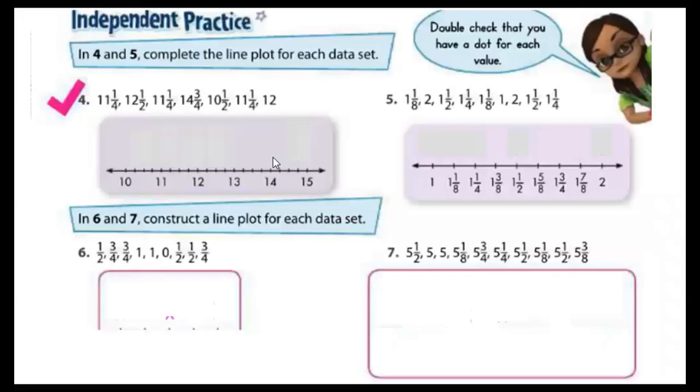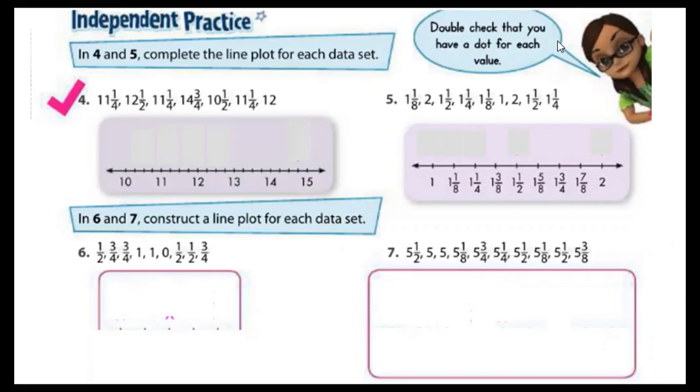In question number 1, in page 707, I'm sorry, we started with point number 4 in independent breaks, which say in 4 and 5 complete the line plots, the line plot for each data set.